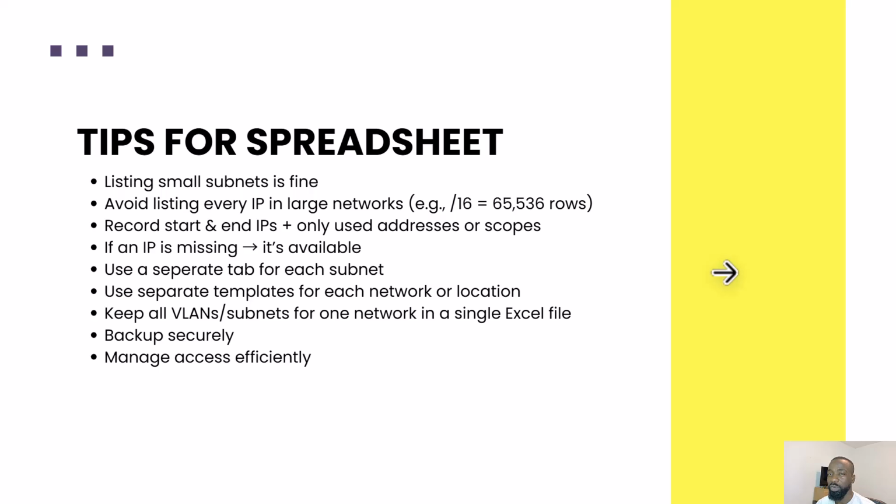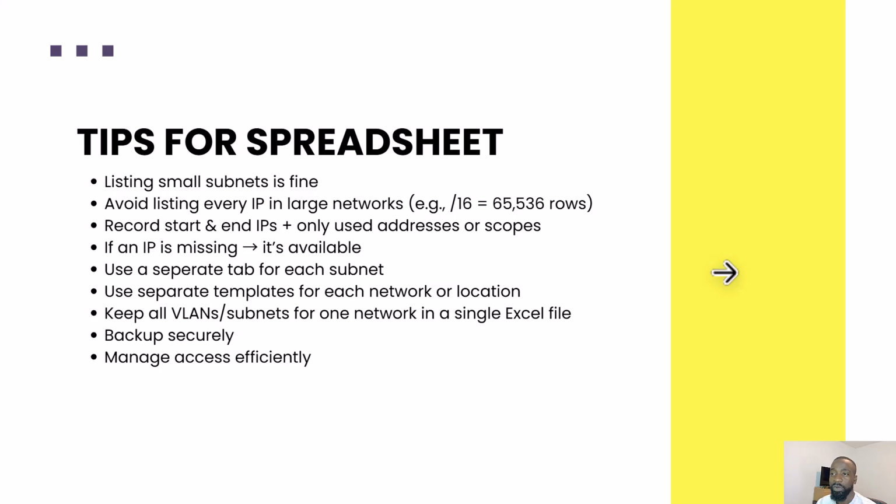Listing all the IP addresses within that network might not be the best way to go, right? So what you can list is the static, those that have been assigned, and any IP address that is not listed, your assumption is that it has not been assigned. It's best not to use spreadsheets for big networks or big subnets. If you have smaller subnets, 254 IP addresses is not a lot. You can easily do that in a spreadsheet. Avoid listing every IP in a large network. That's what I've spoken about now. So avoid that, like a /16 network.